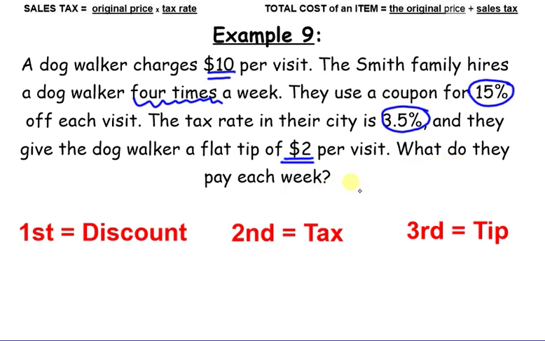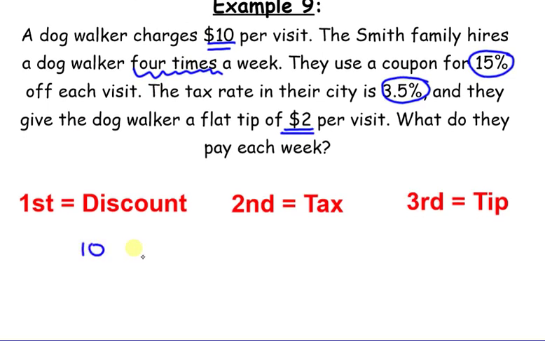Okay, this is a complicated one. It's not hard, but we need to pick apart the pieces. So first, let's determine, without tax, tip, or discount, what they pay for one visit. Okay, it's $10. Now, they come 4 times a week. So, 10 times 4 equals $40 a week. Okay, so they spend $40 a week on a dog walker.